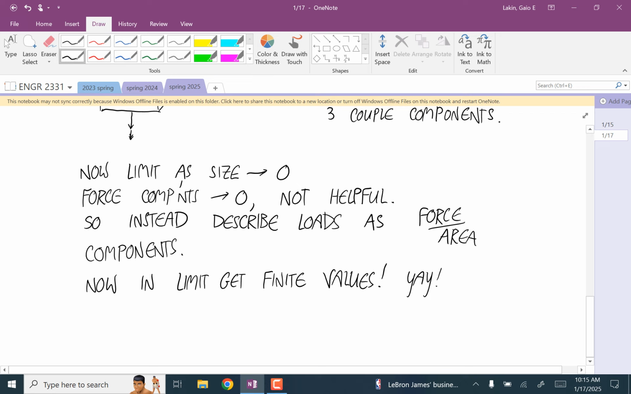Okay, now what about the couples? If you remember in statics, I did a little derivation of the moment produced by a couple, and it ended up being basically the force times the perpendicular distance between them. But okay, so now we have our limit of force per area.